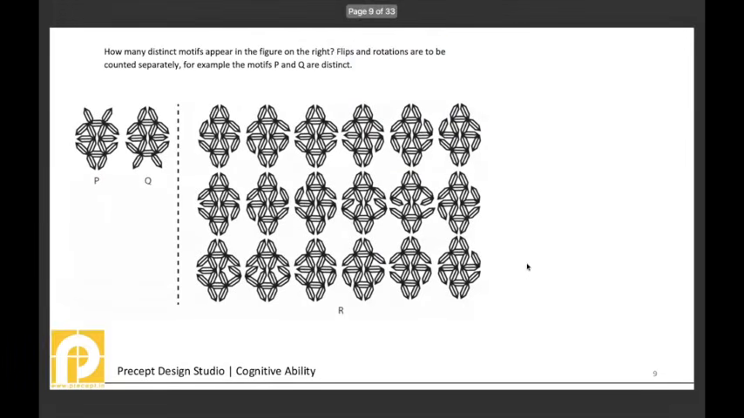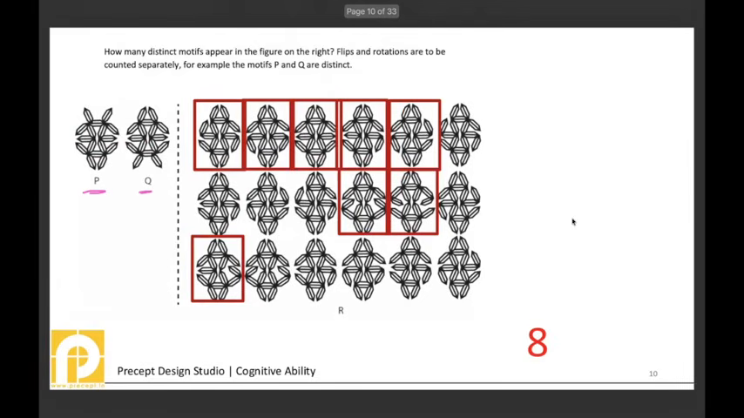How many distinct motifs appear in the figure on the right? Flips and rotations you have to count separately. For example, we know that Q is a rotated version of P, but they both have to be counted as distinct motifs. Okay, different ones. So these are all the 8 distinct motifs that occur in the overall pattern. All other motifs that you see at the back are repeated. Okay, we'll move to the next one.